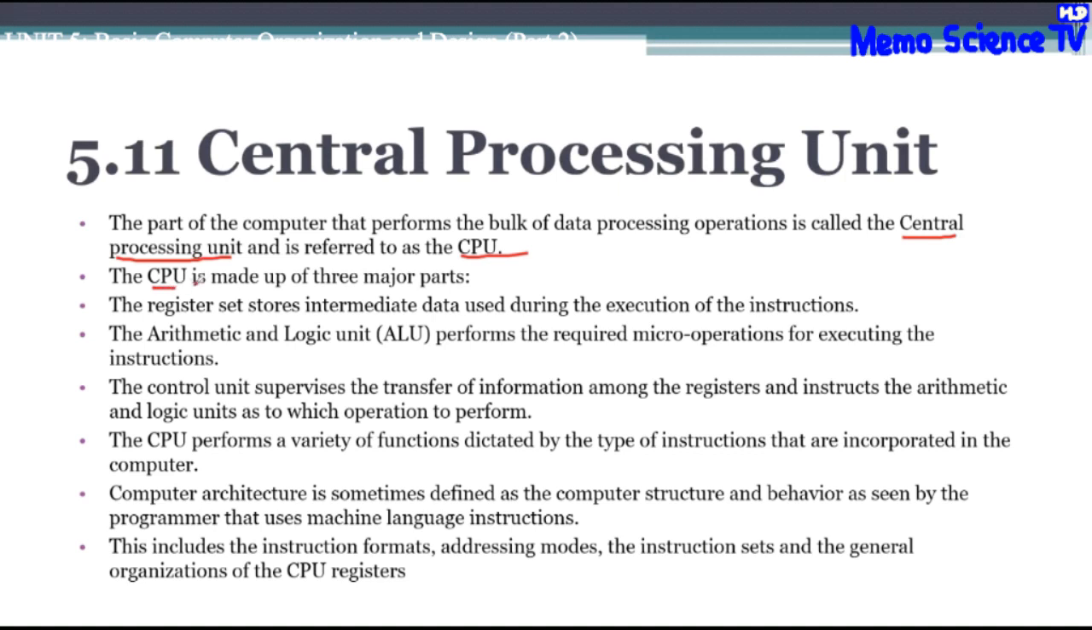And the CPU is made up of three major parts. The first is the register. The second is the arithmetic and logical unit. And the third is the control unit.